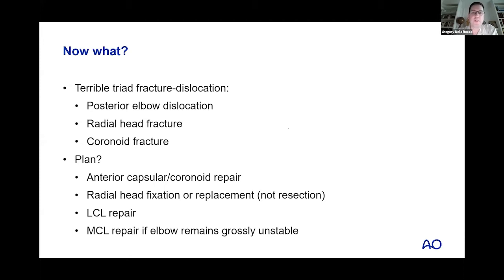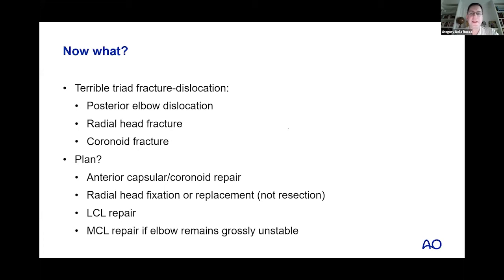I usually use a Coker approach, which goes between the ECU and the anconeus muscle. The reason for that is it takes me right down onto the course of the lateral collateral ligament. I suppose you can use a Kaplan type of interval as well, but that puts you a little bit more anterior to the LCL itself. It puts you kind of equatorially where the radial head is. But I prefer to have the exposure down onto the lateral collateral ligament.